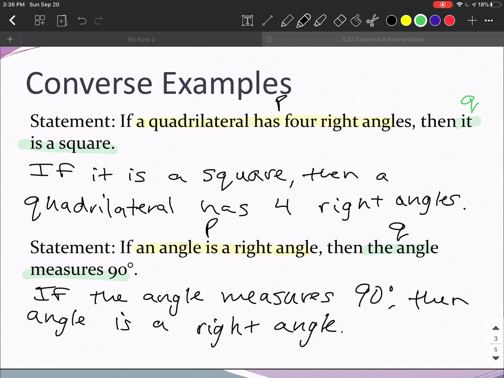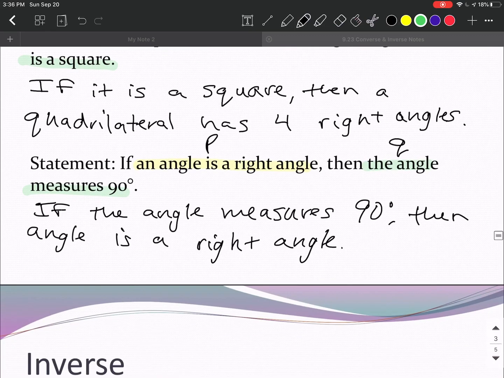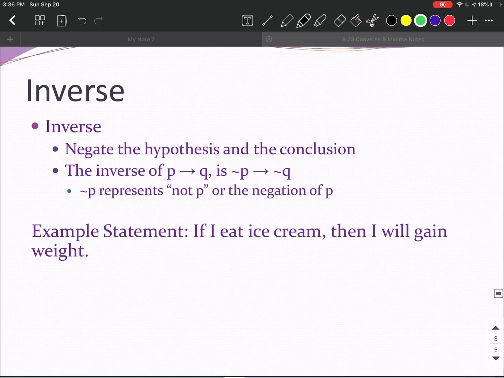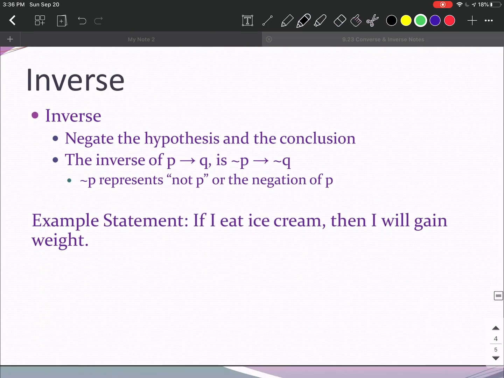So now we'll move to inverses. So with inverse, we're going to negate the hypothesis and the conclusion. So the inverse of P then Q is now going to be negate P then negate Q. So that dash represents not P or the negation of P. So anytime we think inverse, I'm going to think of adding not to the statement.